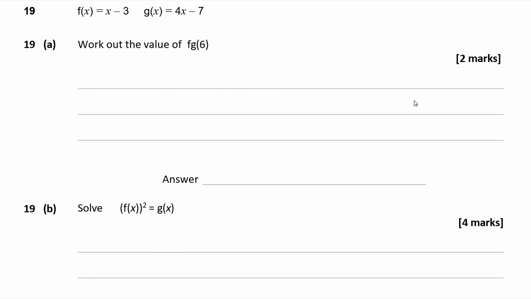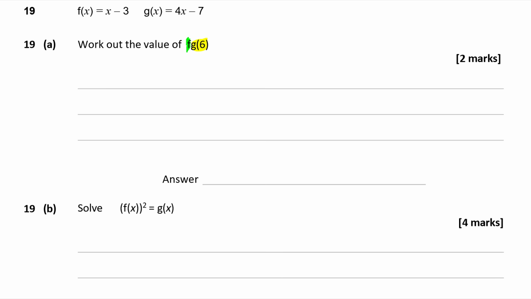Question 19. F of x equals x minus 3 and g of x equals 4x minus 7. Work out the value of fg of 6. Okay, so fg of 6 means you put 6 into g, and then whatever you get, put into f. You can think of it as like two function machines.